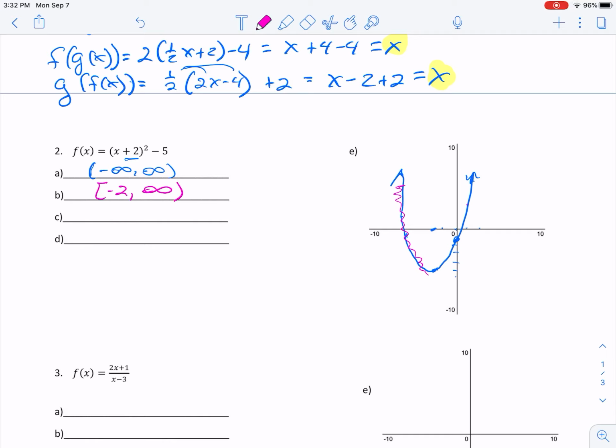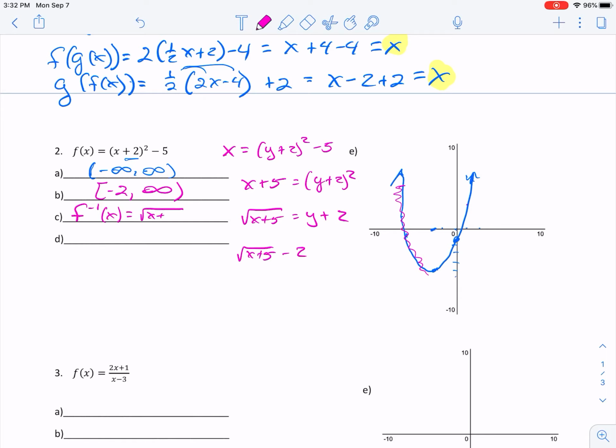It asked me to find the inverse, so I have x equals y plus 2 squared minus 5. You get x plus 5 equals y plus 2 squared. Take the square root. And then you subtract 2, so you get the square root of x plus 5 minus 2. So the inverse, that's the notation, remember, f to the negative 1, is the square root of x plus 5 minus 2.